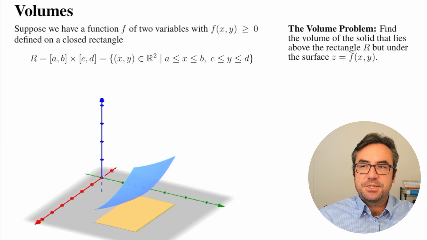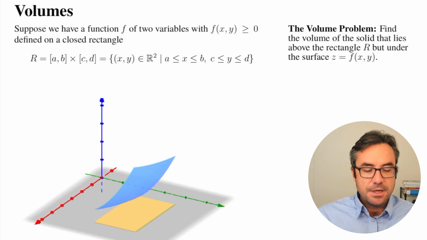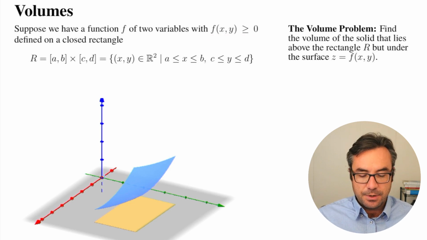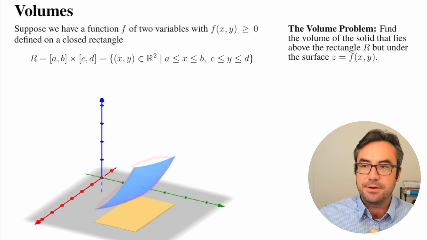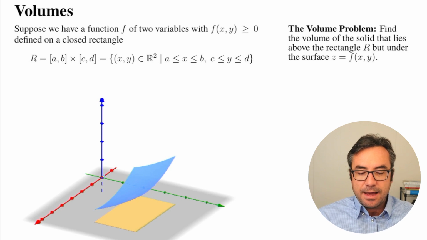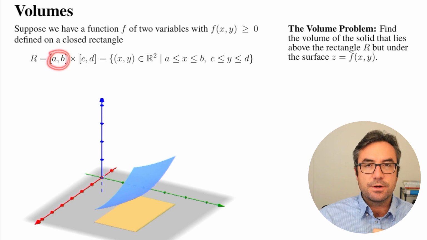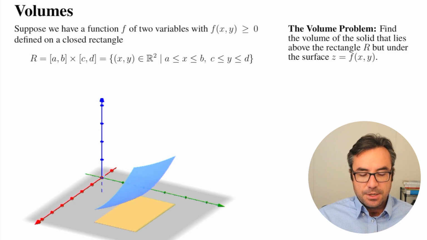So let's suppose that we have a function, and this function is two variables. So we're going to be looking at the two variable case, and let's assume that it's non-negative. So f of xy is greater than or equal to 0, so that when we graph this function, it's above the xy plane. And not only that, we're only looking at it on a closed rectangle. So we have a rectangle where the x coordinates are between a and b, and the y coordinates are between c and d. So what we end up with is a surface that's hovering above the xy plane.